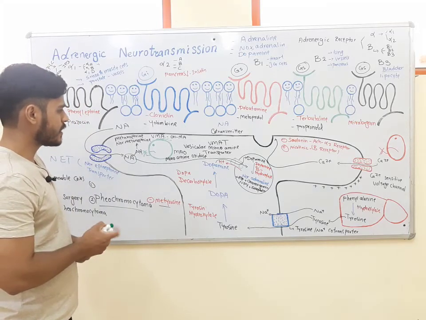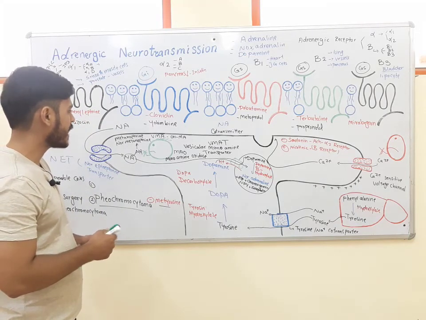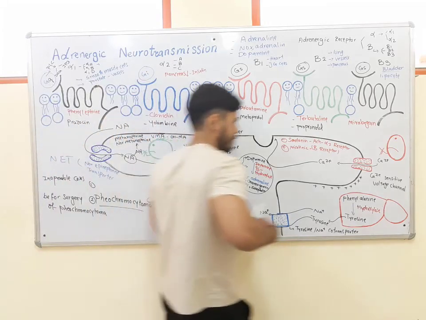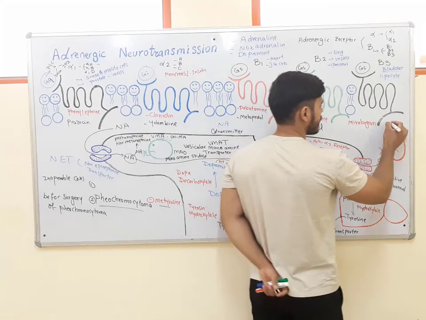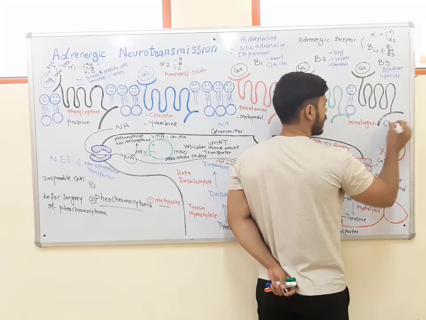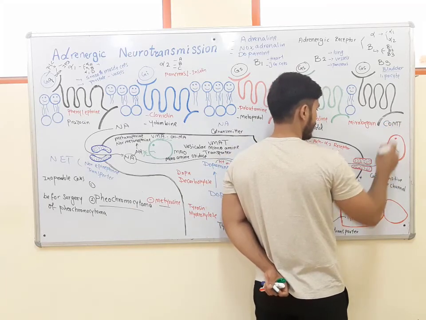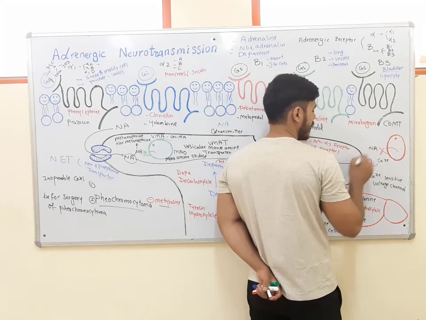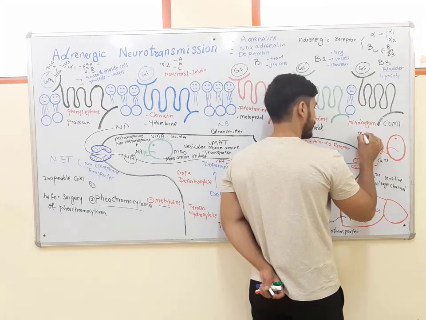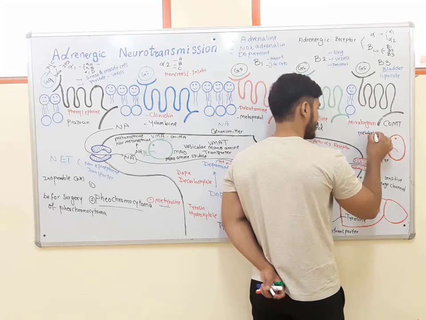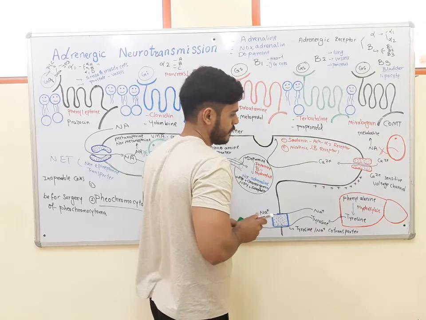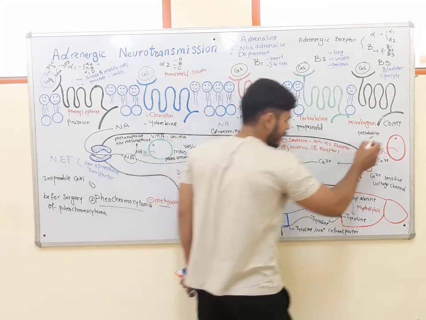The next strategy for terminating the action of noradrenaline in the synapses is by mediating of this enzyme. This enzyme is COMT, catechol-O-methyltransferase. This will bind to the noradrenaline in the synapses and it will convert noradrenaline into its metabolite, and it will terminate the action of noradrenaline.